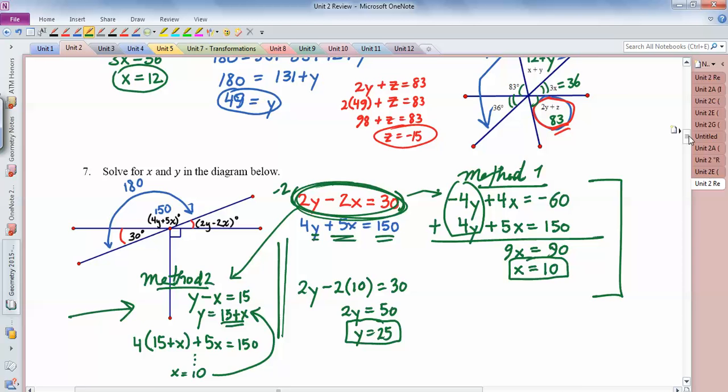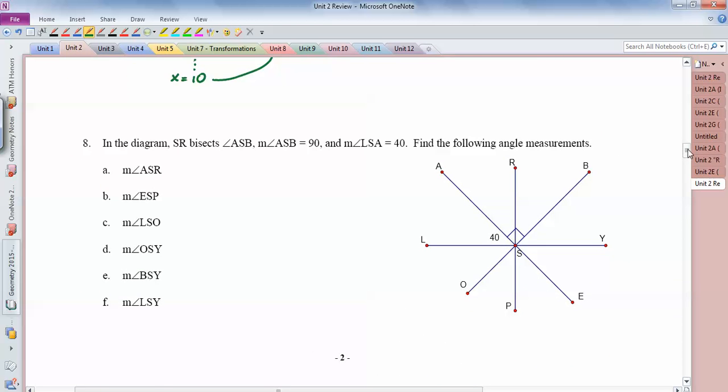So, okay. And then number 8 here, let's see what we got. We got SR bisects ASB. So since that means that this gets cut right in half, ASB is 90. So since it gets cut in half by SR, we know that this is 45 and 45. LSA is 40. That's already listed here. And find the rest. Find a bunch of other stuff. So let's fill in the angles first, and then we can just figure out what 8 is asking.